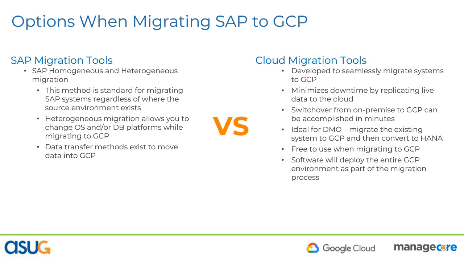Now, when we talk about migrating SAP to GCP, there's really 2 different methods that you can use. One is using standard SAP migration tools, and one is using cloud migration tools. For those of you that have been in the SAP ecosystem for a while, SAP standard migration tools generally use a tool such as SWPM to migrate using SAP homogeneous or heterogeneous migration, right? So this is standard methodology that SAP supports. Basically, you're exporting the database into a flat file, transferring the data over, and then importing it on the target environment. There are data transfer methods that you can use to get your data over, which I'll go into a little bit here. However, that's your tried and true method for migrating SAP.